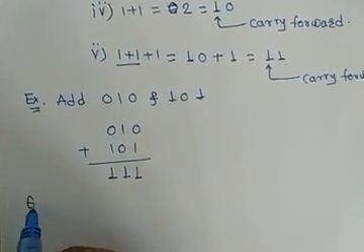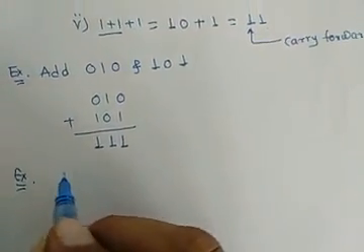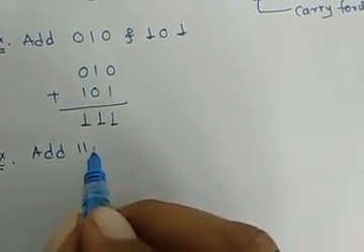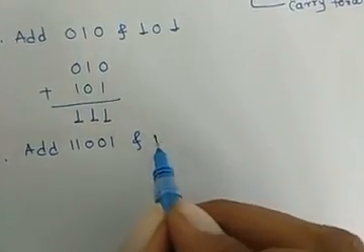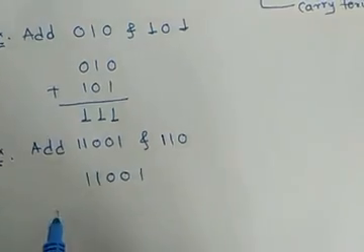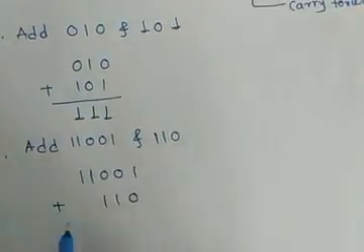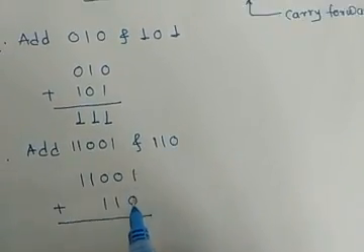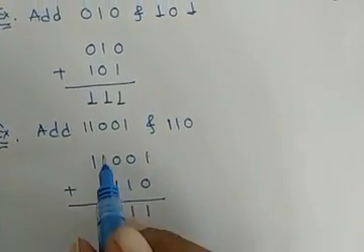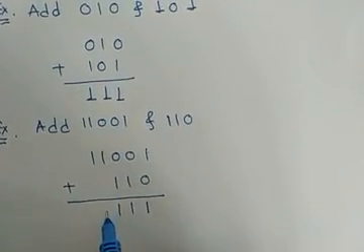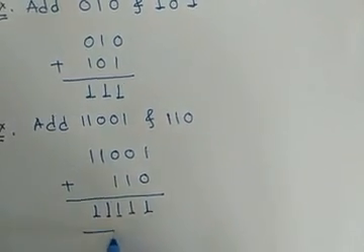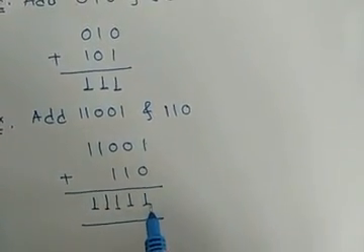Next example, consider add 11001 and 110. So this can be written as 11001 plus 110. Again its addition is 1 plus 0 is 1, 0 plus 1 is 1, 0 plus 1 is 1. Here no number is there, so it can be written as it is. So our answer is 11111.